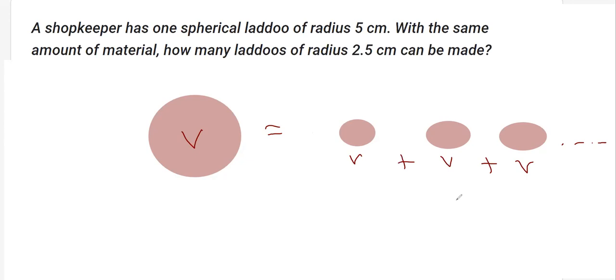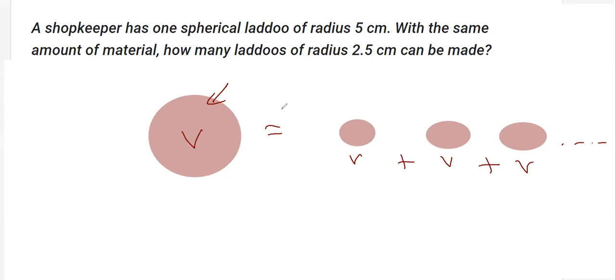That means the sum of the volumes of all these small laddoos will be equal to the volume of that big laddoo. As you can see, clearly these small laddoos are made from this big laddoo only. So the volume of this sphere, this hemisphere, sorry, will be equal to the sum of the volume of these.